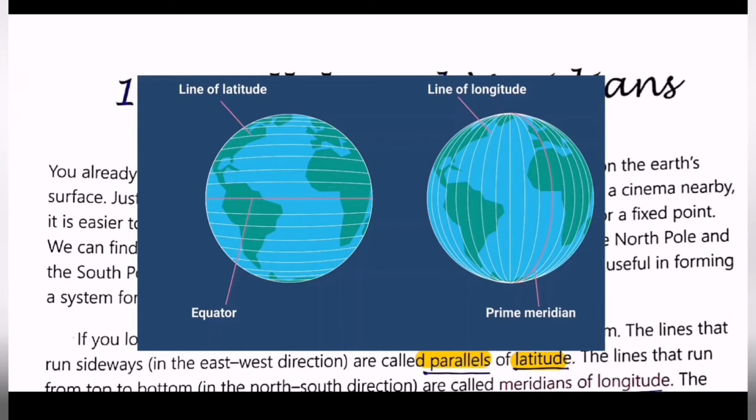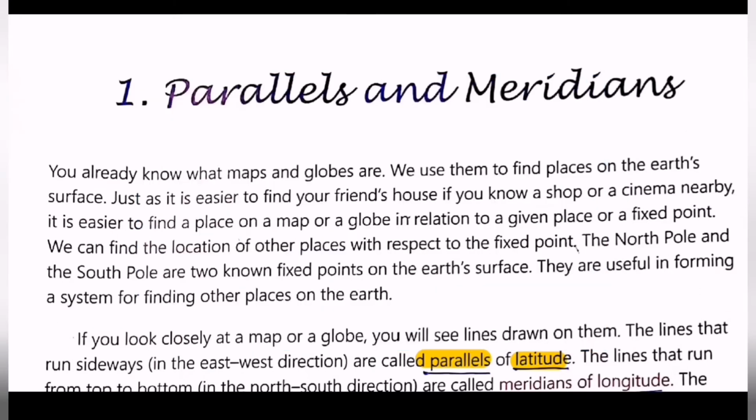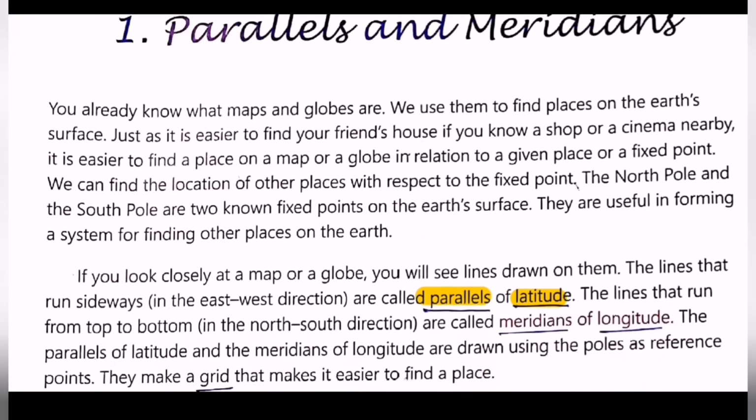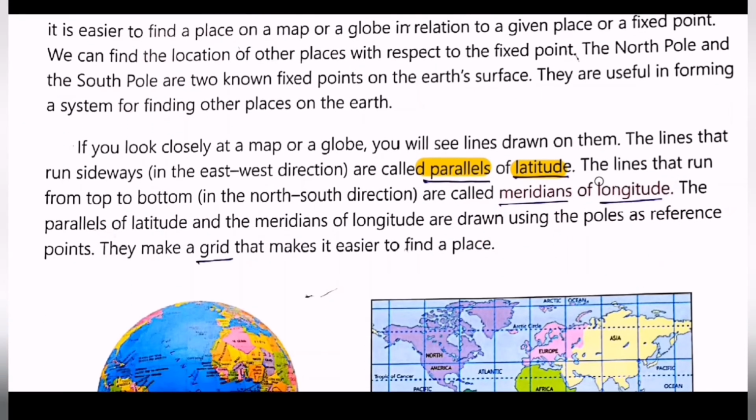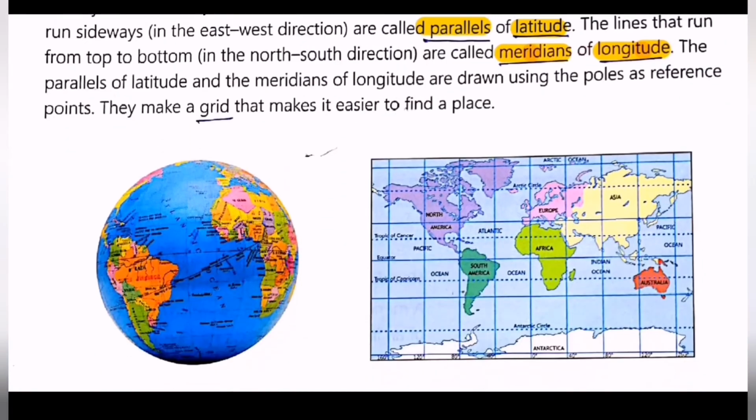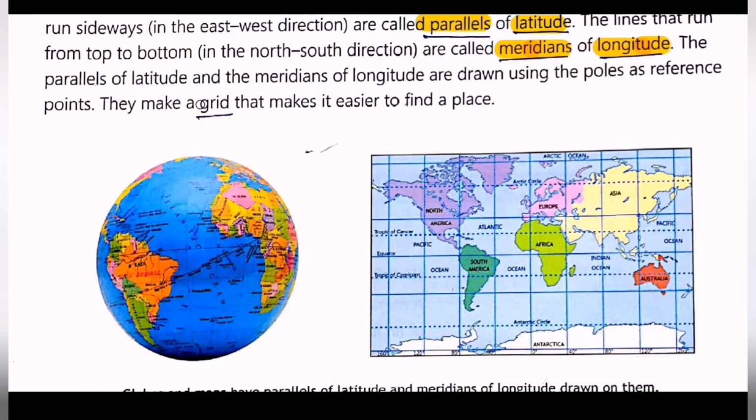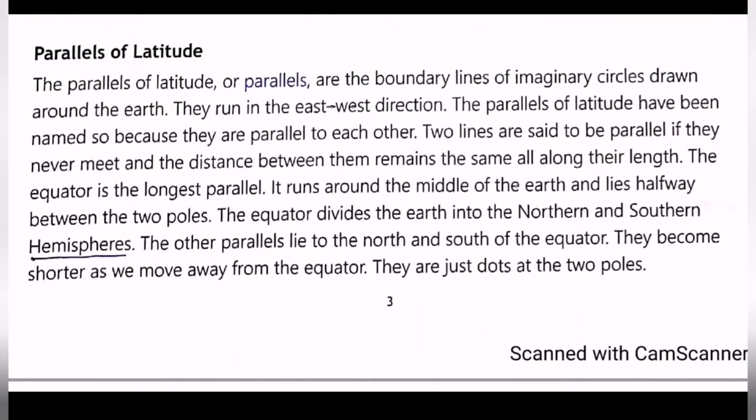The parallels of latitude have been named so because they are parallel to each other. What do you mean by parallel? Parallel means two lines which cannot meet at a particular point. They cannot meet. Okay, so they will go on their own. So these are called parallels. Two lines are said to be parallel if they never meet and the distance between them remains the same all along their length. Their length will be the same and they will not meet at a particular point. If these lines are found, then we can call them parallels of latitude.